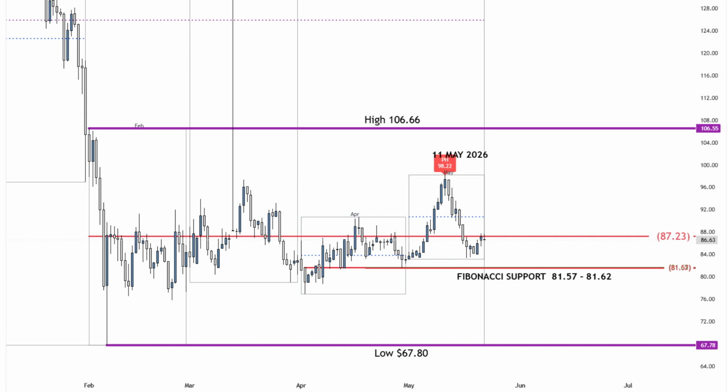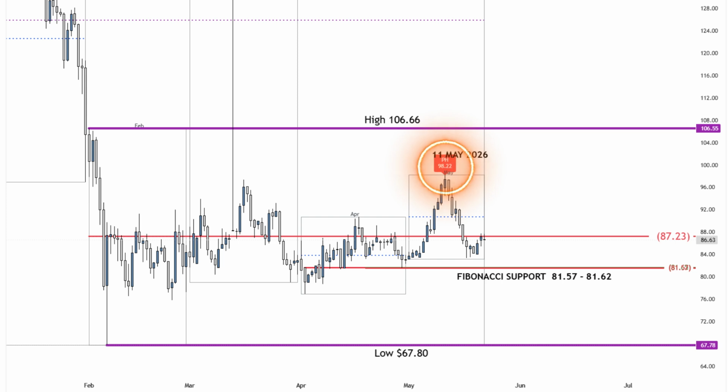On the downside, if Solana loses the Fibonacci support zone between 81.57 and 81.62, then the probability increases that price rotates back towards the structural February low near 67.80. That would suggest the current recovery structure has failed. However, if buyers continue defending Fibonacci support and successfully reclaim the dominant range midpoint at 87.23, then the market can begin challenging the May 11th high at 98.22 once again.